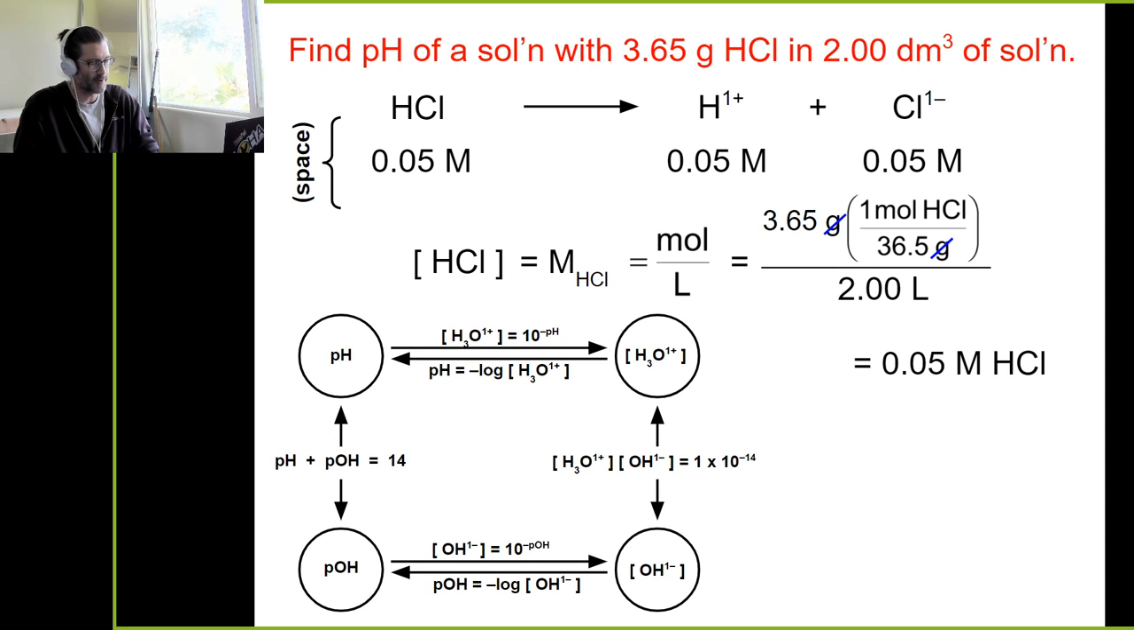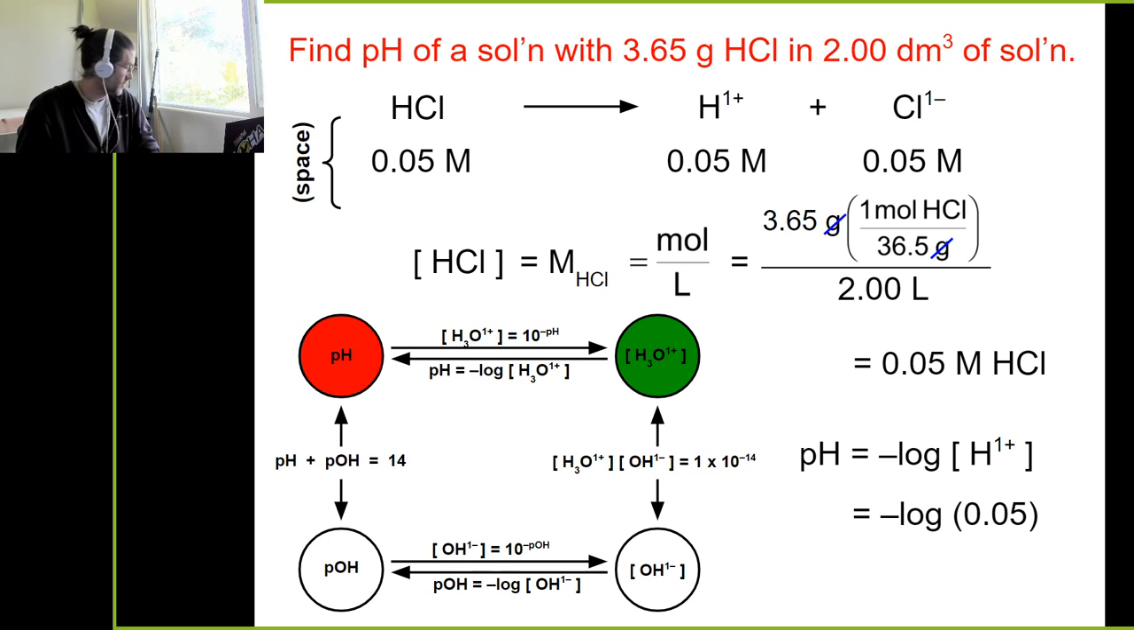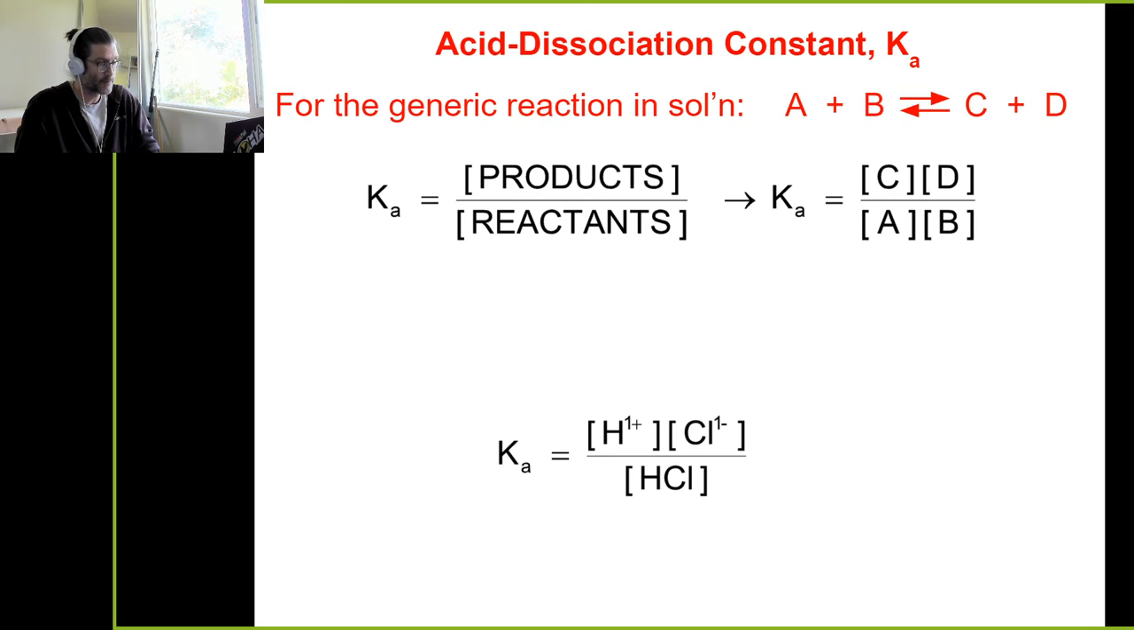We refer back to our flowchart. We have a concentration of H+. We need to take the negative logarithm of that concentration in order to find our pH. When we do that, we see that our pH is 1.3. All right. We are out of time.